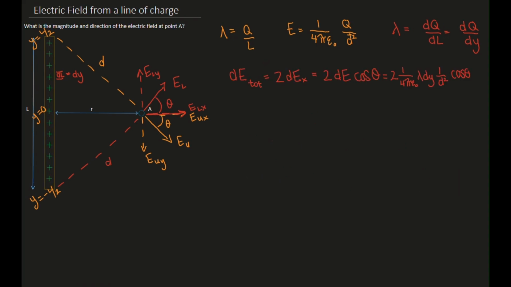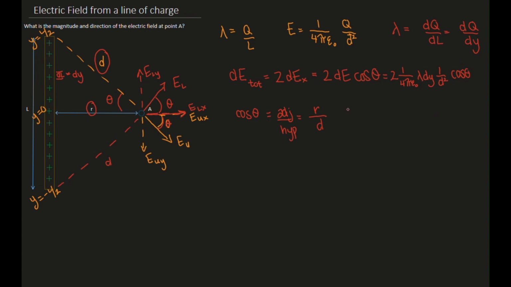We can continue to simplify this equation by breaking down our d and our cosine. So if we take a look at what our cosine is, cosine theta, if this angle is theta, then this angle is also theta. And since we know our cosine is adjacent over hypotenuse, we can write that as our adjacent, which we've labeled as r, over our hypotenuse, which is d, so that we can substitute that in for our cosine.